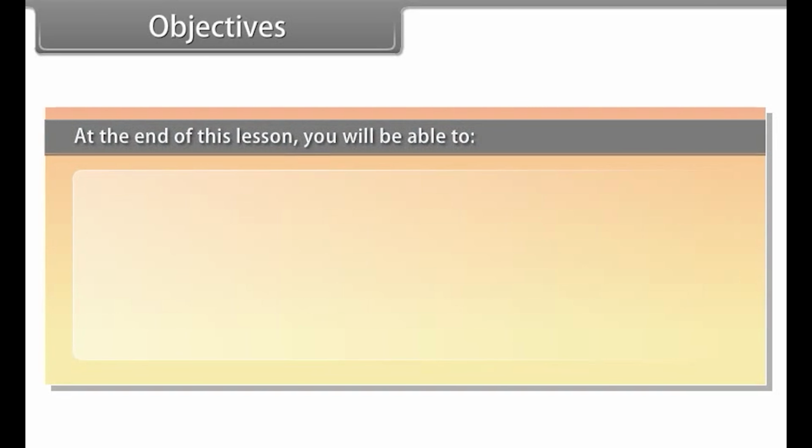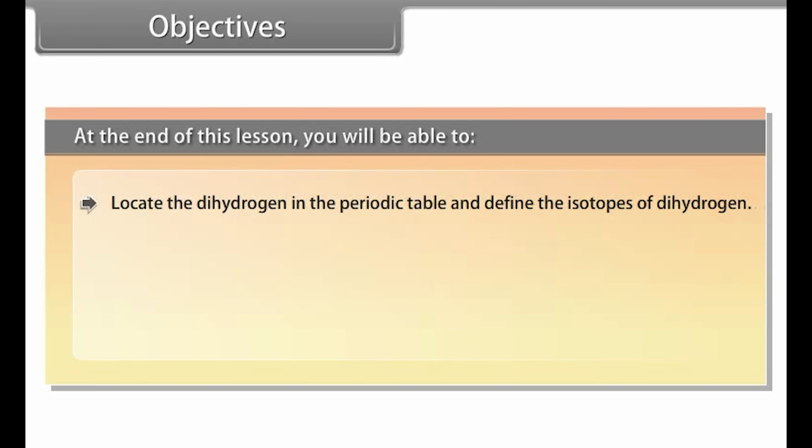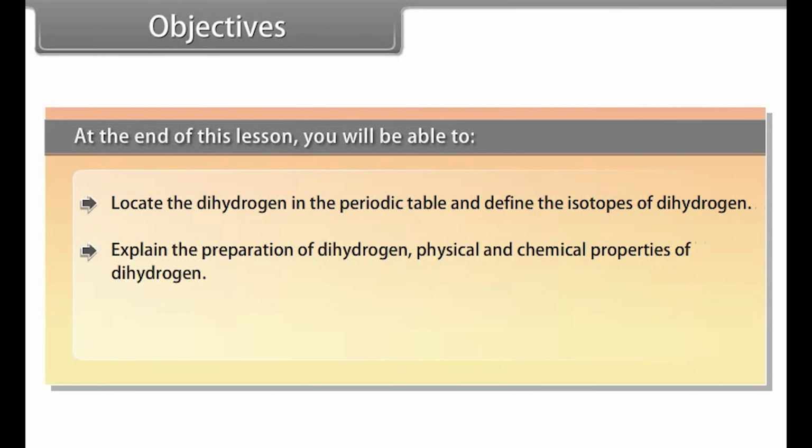Objectives. At the end of this lesson, you will be able to locate the hydrogen in the periodic table and define the isotopes of hydrogen. Explain the preparation of dihydrogen, physical and chemical properties of dihydrogen. Explain hydrides, position of hydrogen in the periodic table.